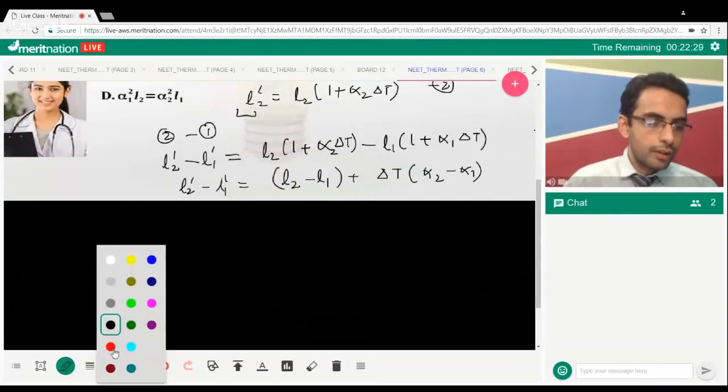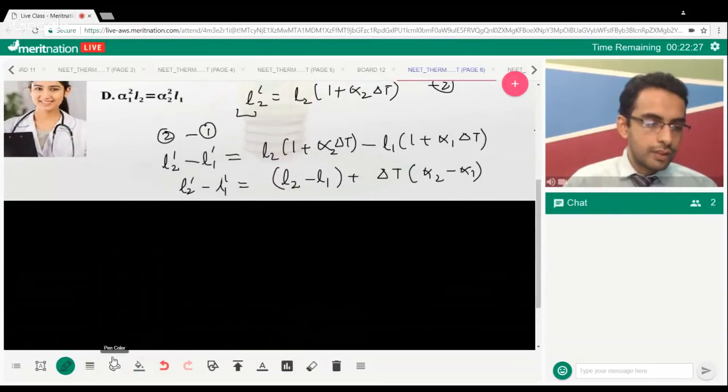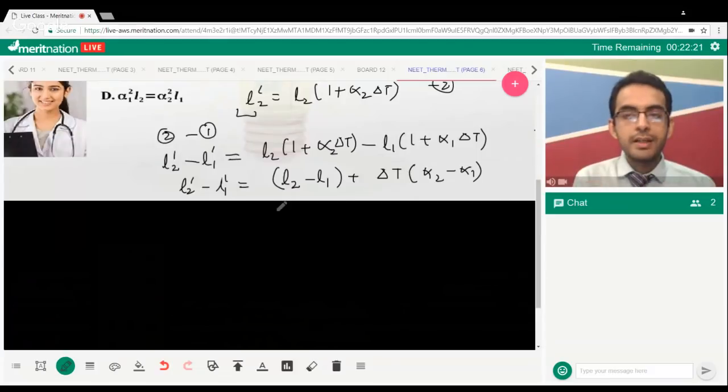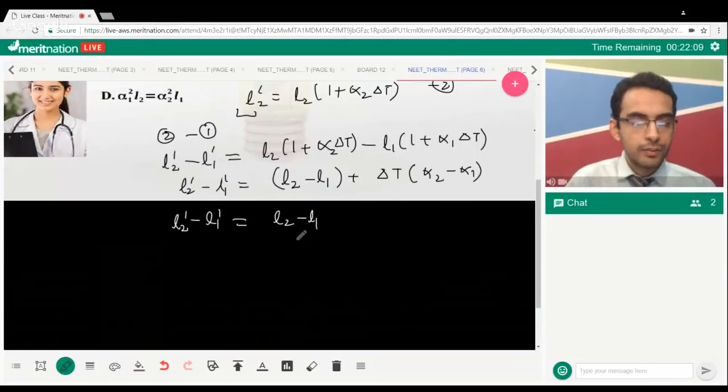After that, in the question it is given that the difference of the lengths remains same. That means L2 dash minus L1 dash must be equal to L2 minus L1.